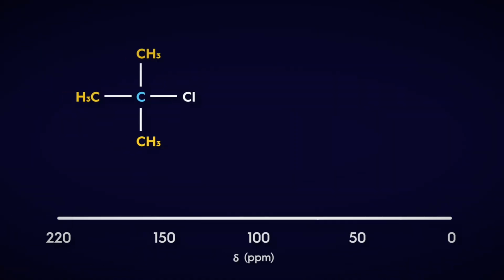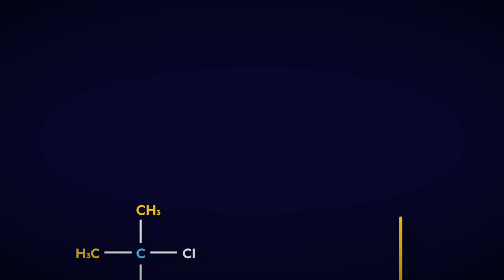Now, let's explore symmetry. In tert-butyl chloride, all 3 methyl groups are equivalent, so their 3 carbons give one line. The central carbon gives another line. Symmetry can collapse many carbons into a small number of signals.